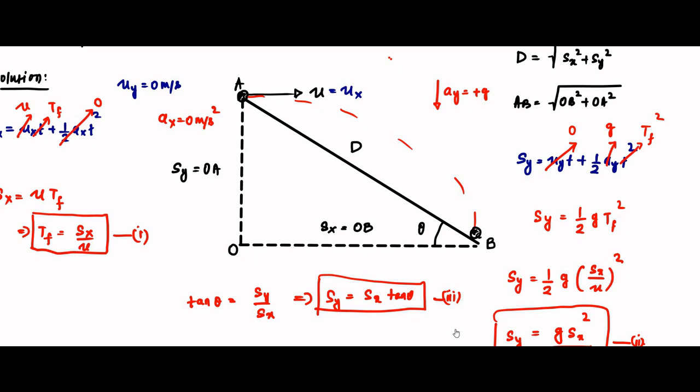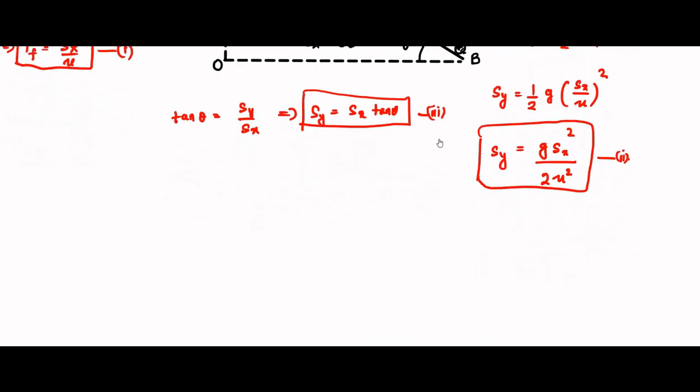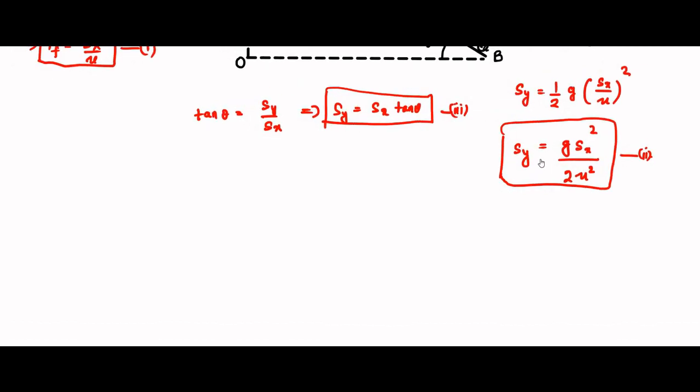Now pay attention to equation number 2 and equation number 3. Here Sy is equal to g Sx square by 2u square, and here Sy is equal to Sx tan theta. So both represent Sy, so we can equate them. That implies Sx tan theta is equal to g Sx square by 2u square.